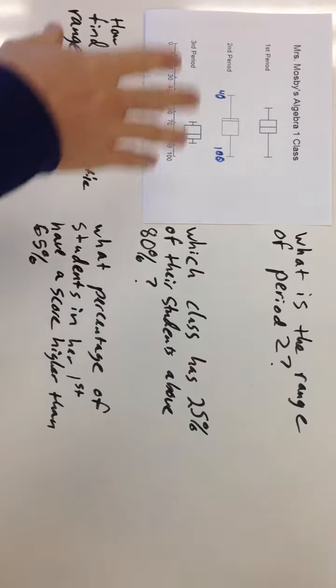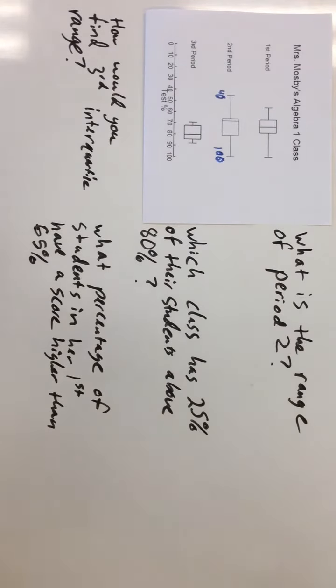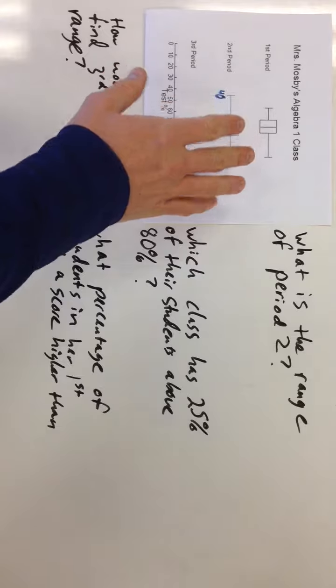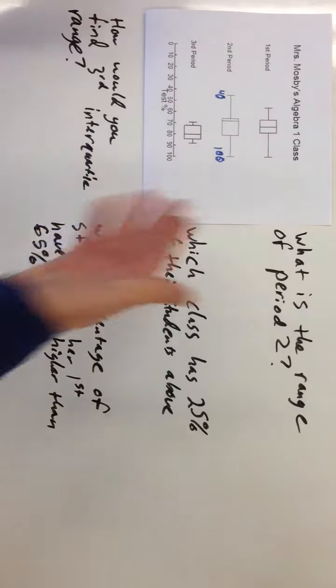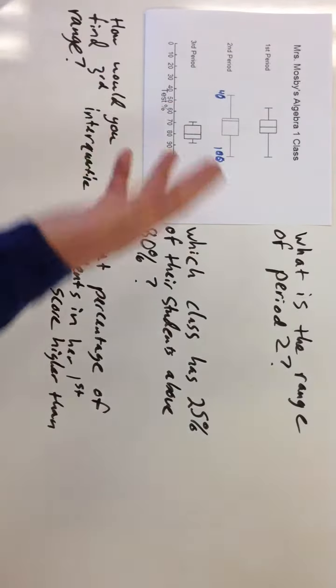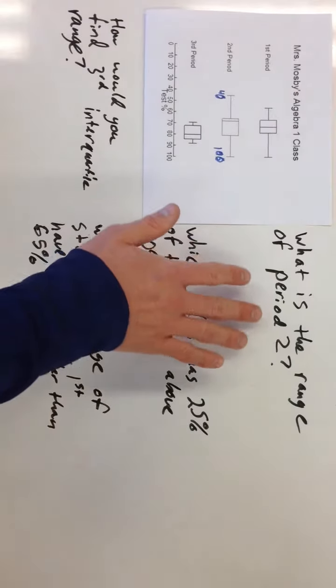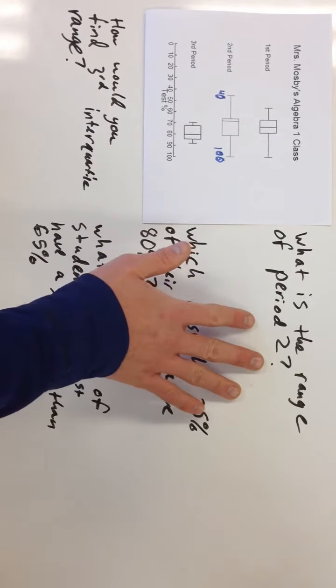So we've got Miss Mosby. She's got her algebra class here, and she's collected all sorts of data, and she made it into these parallel box and whisker charts to kind of compare how they're doing. So the first question is, what's the range of period 2?